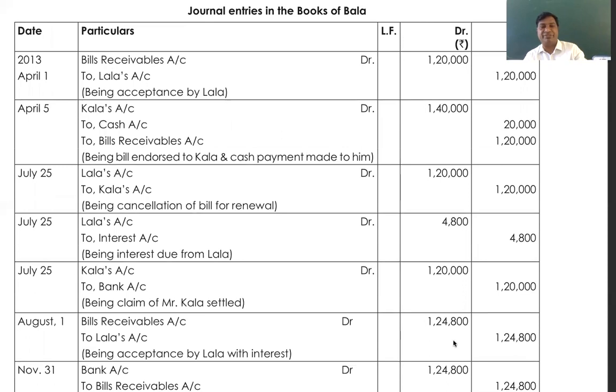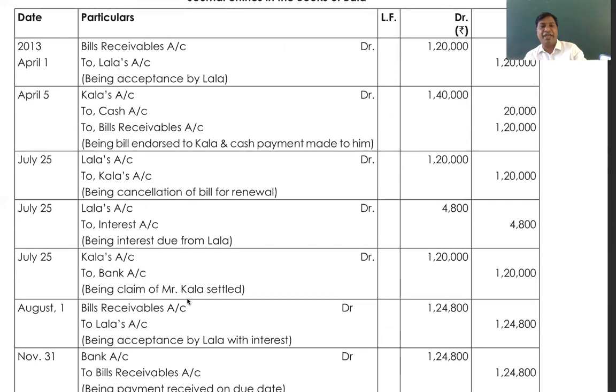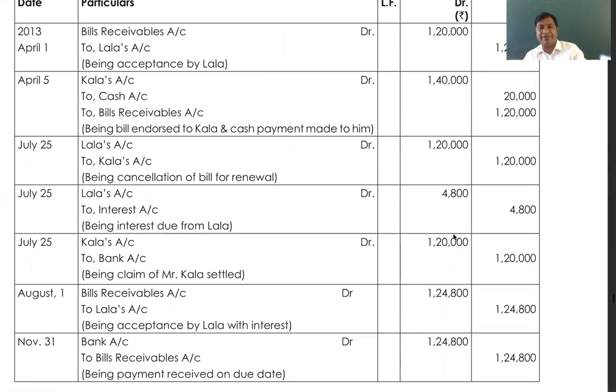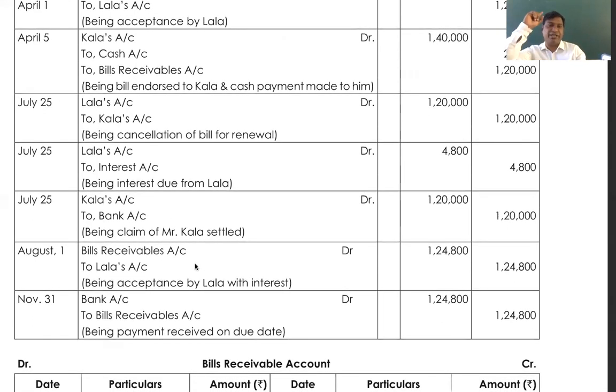Before drawing the fresh bill, he has to first pay to Kala. Bala has to pay to Kala. Kala's account debit 1,20,000 to bank. By issuing a fresh check to Kala, he settles this amount. Being amount settled with Kala. First he paid 20,000 and for the remaining 1,20,000 he gave the bill, which is dishonored, and therefore he gives a check for 1,20,000. Then a fresh bill is drawn.